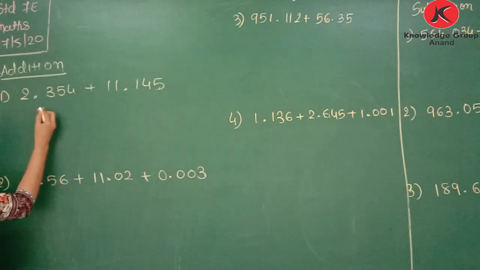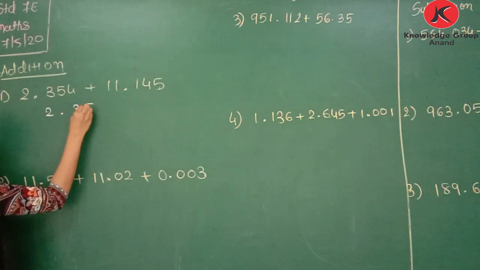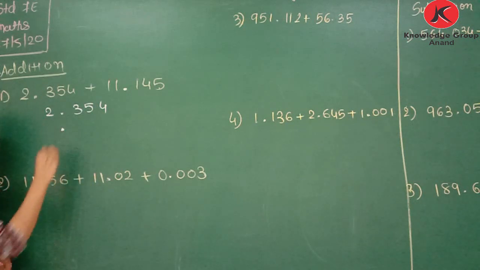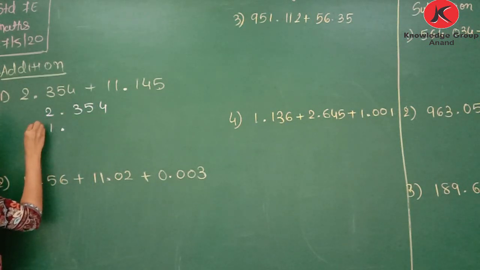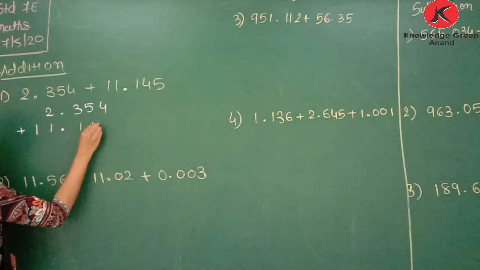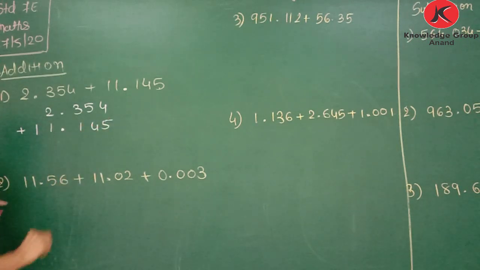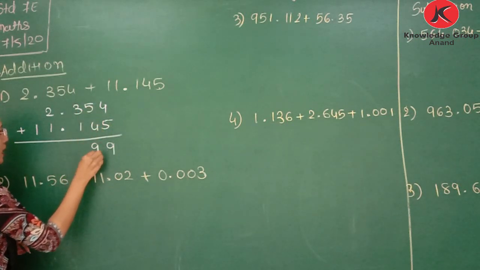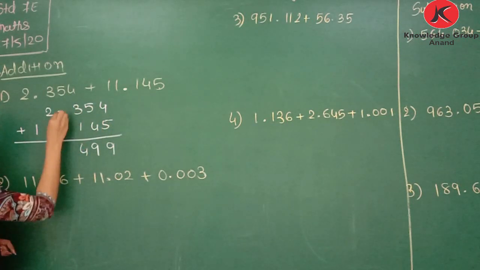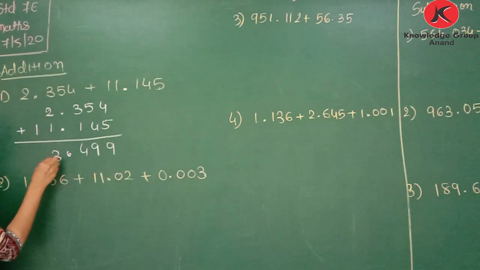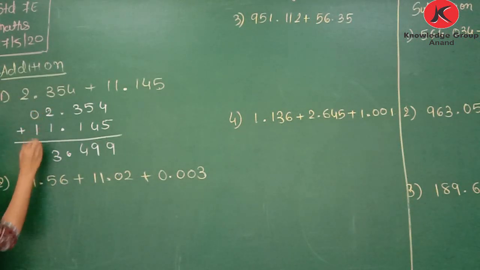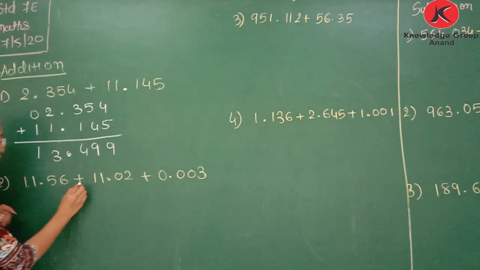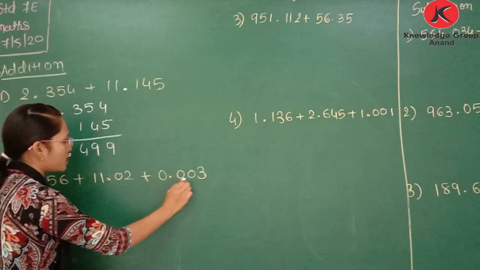Clear? So here the first number is 2.354. Where is the decimal point here? Here, so we need to write the decimal point exactly below the decimal point. 11 will be like this and 145 will be like this. Now add the digits. 4 plus 5, 9, 5 plus 4, 9, 3 plus 1, 4, decimal point, 2 plus 1, 3. Here you can consider 0, so it is 1. Clear? Now next one. 11.56 plus 11.02 plus 0.003.